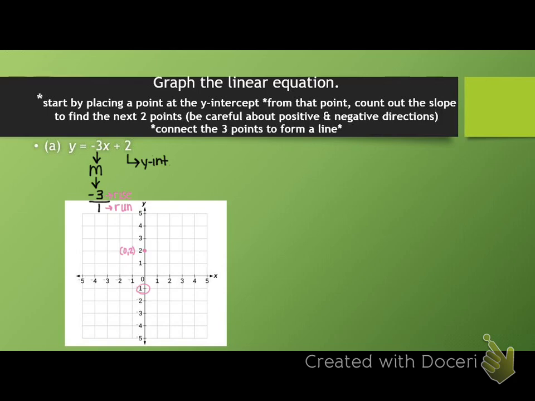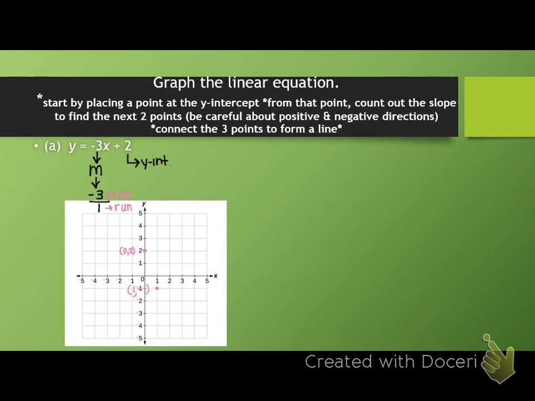But our run is a +1. Is that to the right or to the left? To the right. Right is a positive move on the coordinate plane. So we go down 3 and we go right 1 space and there is our next point. What are the coordinates of that point? 1, -1. Good.